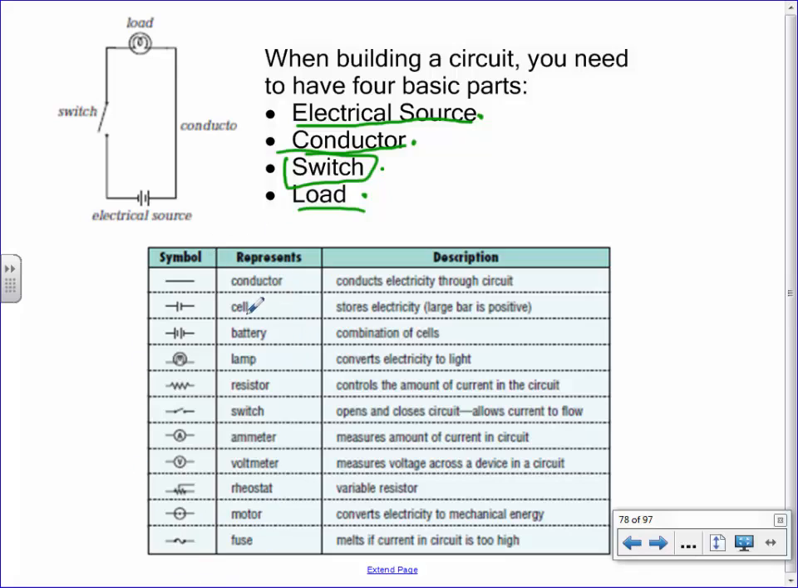You could have conductors or batteries or lamps. You could also have ammeters and voltmeters. Do you guys remember what ammeters and voltmeters do? Measure current and voltage. Yeah, ammeters measure current. Voltmeters measure voltage. You could even have this symbol right here. This is a rheostat. What's a rheostat? A variable resistor. It changes the resistance, yeah.